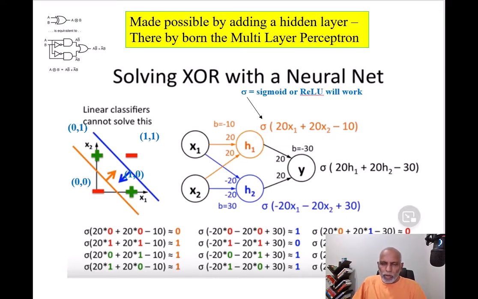So the point is now, by combining all these three things, because of the hidden layer neurons, you will be able to solve this problem. In this case, when you combine all these three things, you will be able to solve this problem here using this kind of logic.